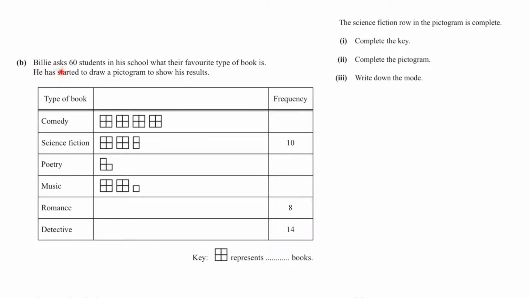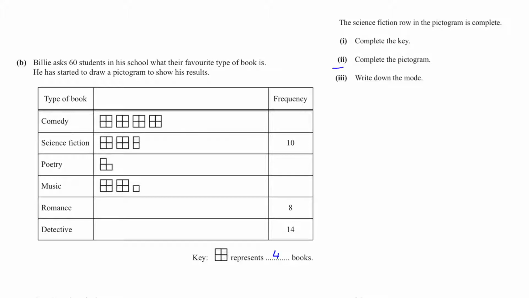In part B, Billy asks 60 students in his school what their favorite type of book is. He has started to draw a pictogram to show his results. The science fiction row in the pictogram is complete. So this row is completed. Complete the key. Because this row is completed, we'll have a look at it. Frequency is 10. And you have 2 big squares made up of small 4 squares. So if we count the small squares, there are a total of 10 squares. It means that one small square represents one book. Therefore, the whole block here represents 4 books.